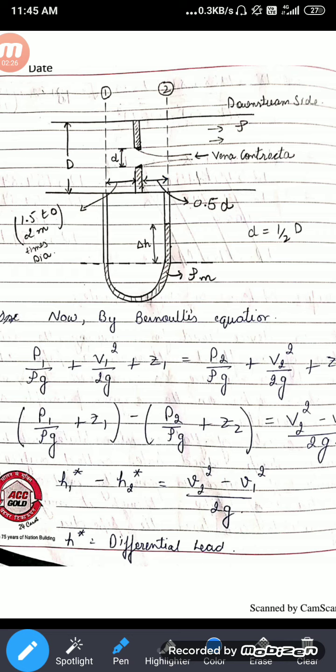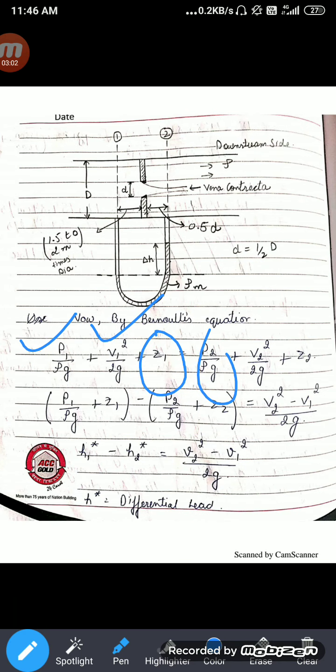Now apply Bernoulli's equation in this apparatus. Here we fill it with manometric fluid. The lower level of the manometric fluid is taken as reference, so this term is neglected. Bernoulli's equation, as I already told you: P1 upon rho g plus V1 square upon 2g plus Z1. Z1 is the potential head, or the distance of the section from the datum. Similarly at section 2, P2 upon rho g plus V2 square upon 2g plus Z2.